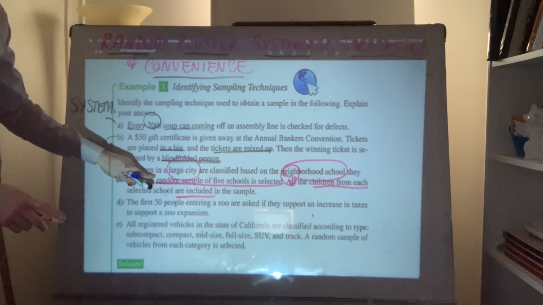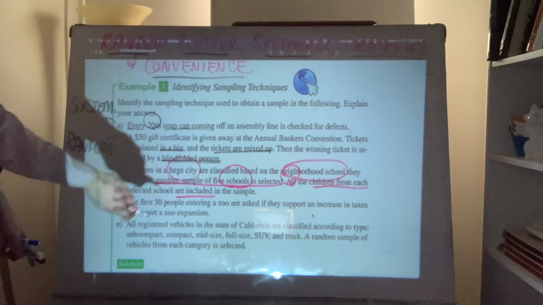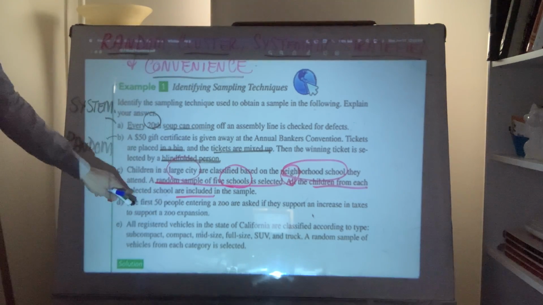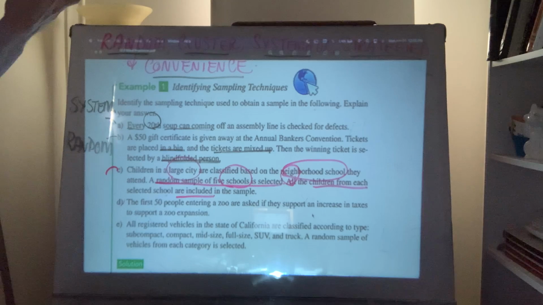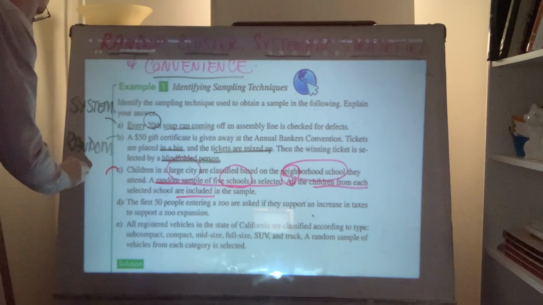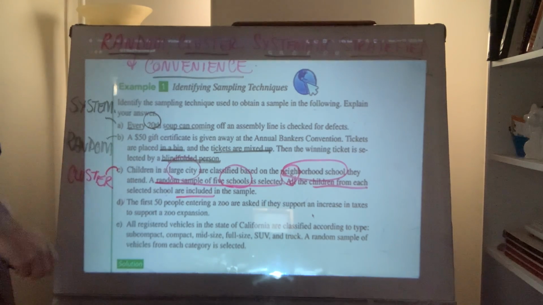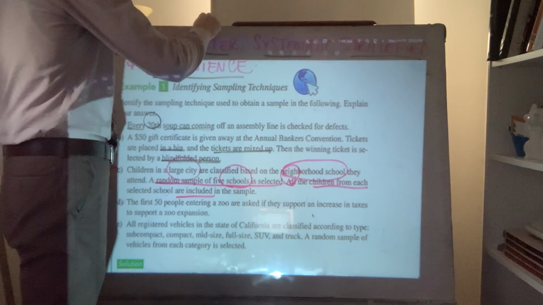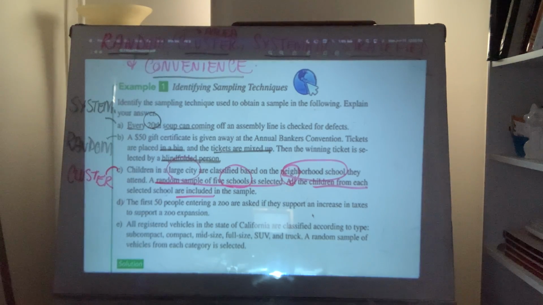Now it does say the word random here, which is useful to us, but we're not talking about individuals. We're talking about entire schools. All children from each school selected are included. So this is an example of cluster sampling. Remember, cluster is also cued by area. They sometimes refer to it as area sampling instead, but it's a cluster.